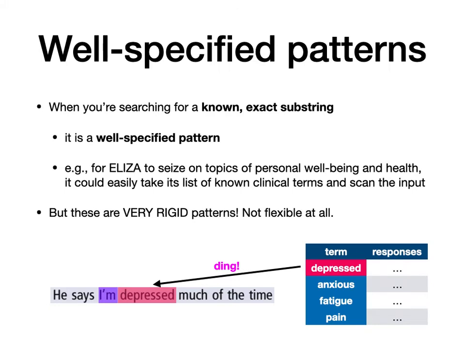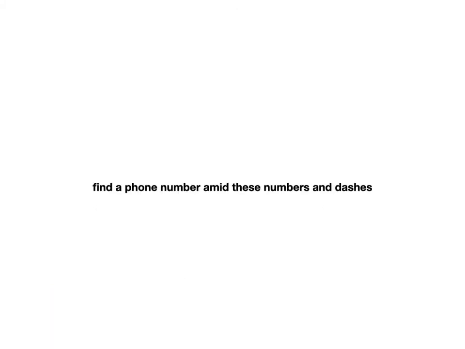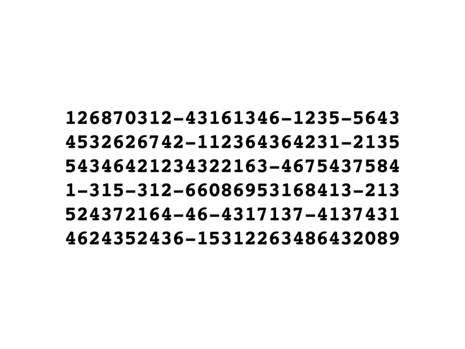Let's do another human example. Find any phone number amid these numbers and dashes. Ready? Go. If you look carefully, you may have found my office phone number.